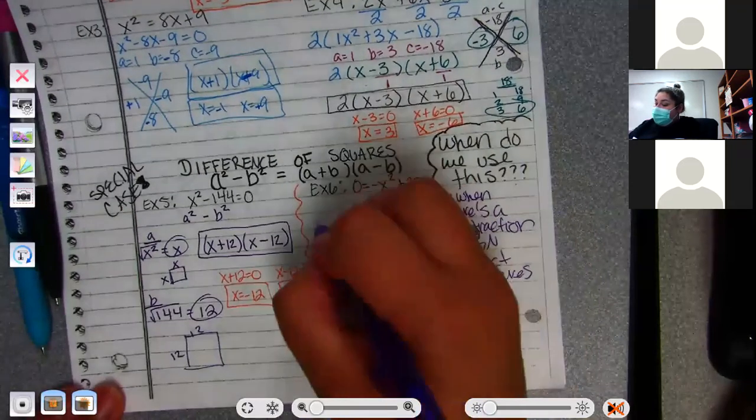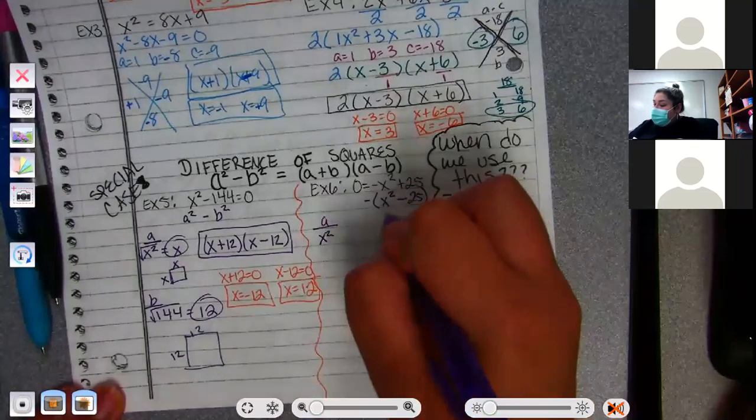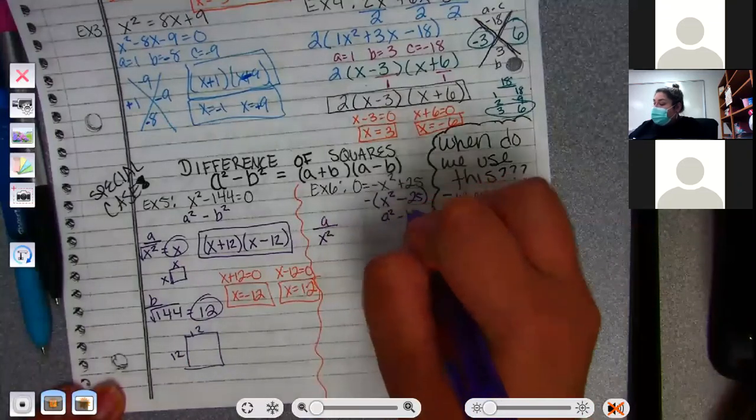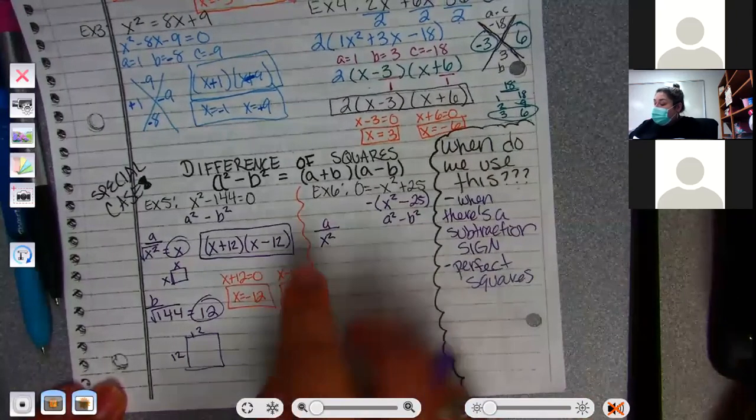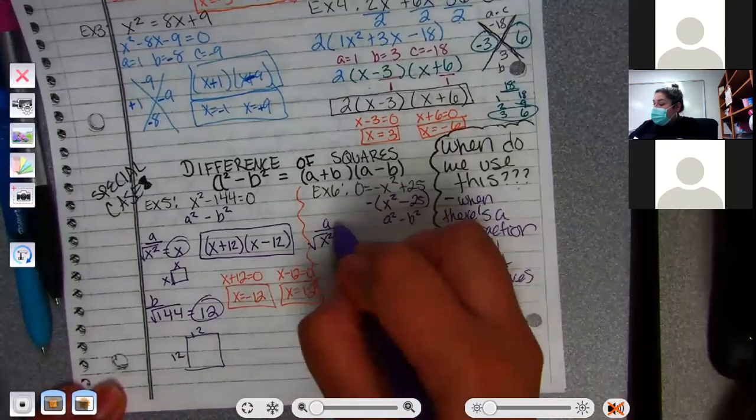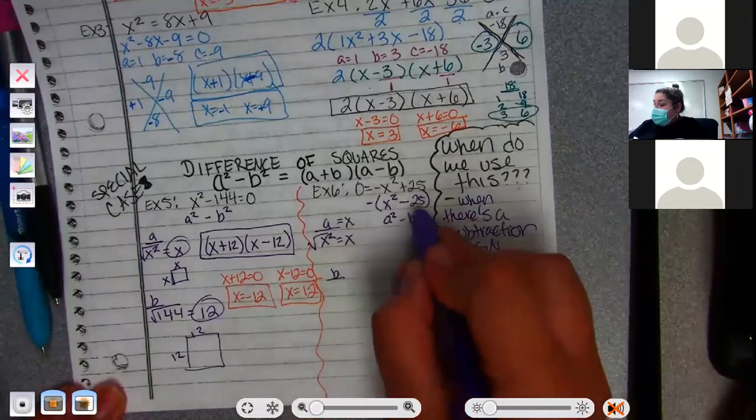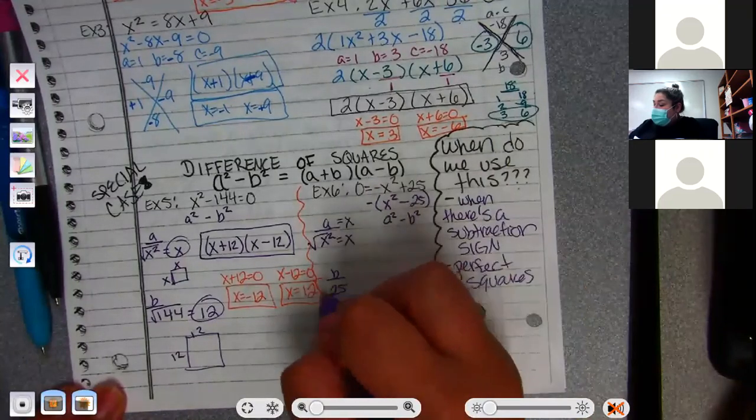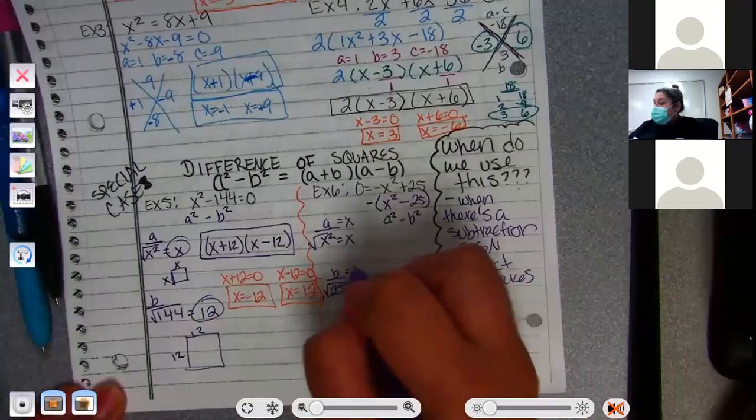So for my a, we're going to observe x squared. So this would be a squared minus b squared. So we're trying to find what is a and what is b. So x squared, square root of x squared is just x. So we know a is equal to x. And for your b, we have 25. So 25, square root of 25 is 5. So my b is 5.